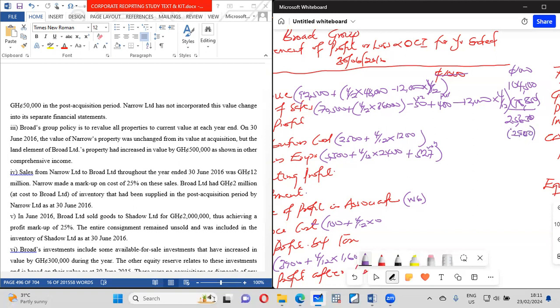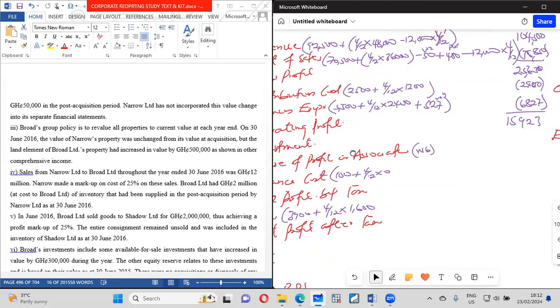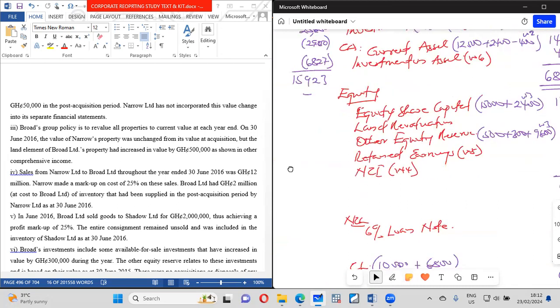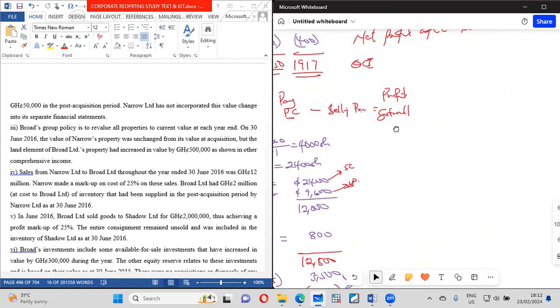All right, then admin. So admin gives me 6,827. All right, which means my profit here is 15,923. All right, so that is that. There was no investment, but the share of profit in the associate will come. So where are you? Share of profit in associate.